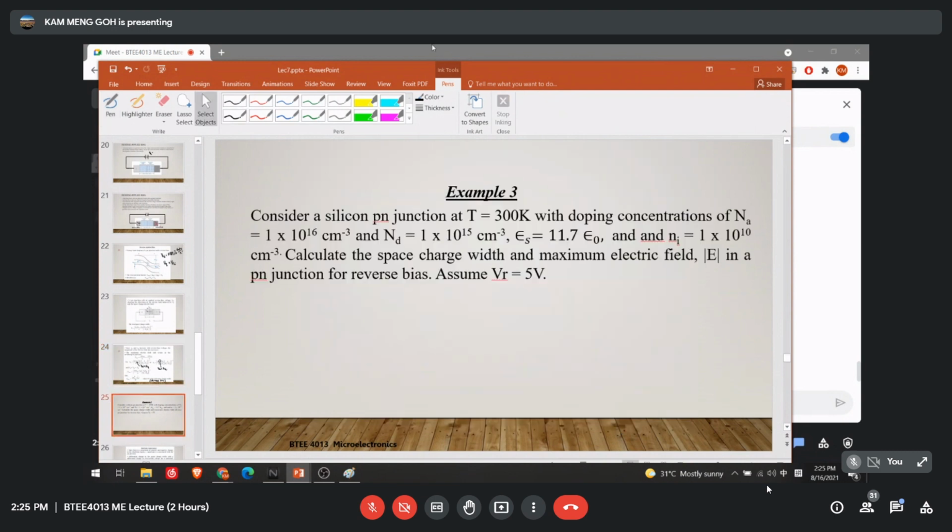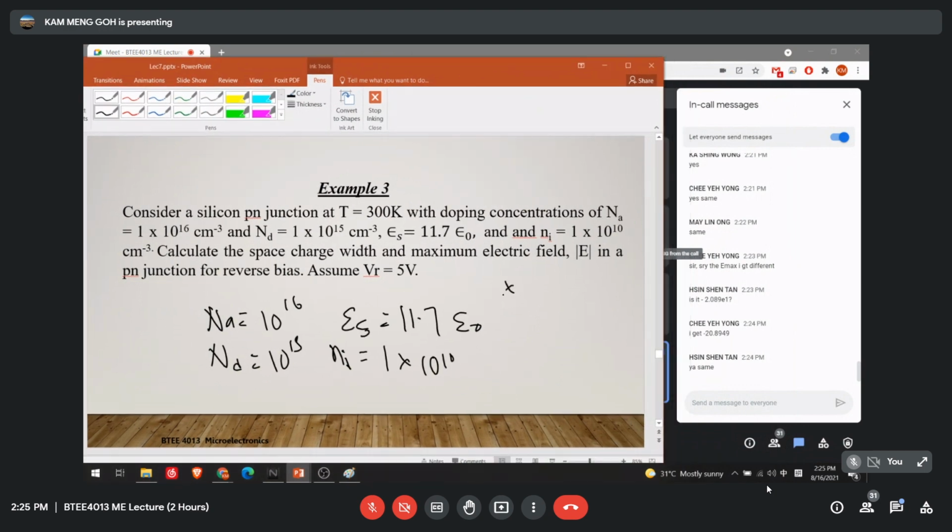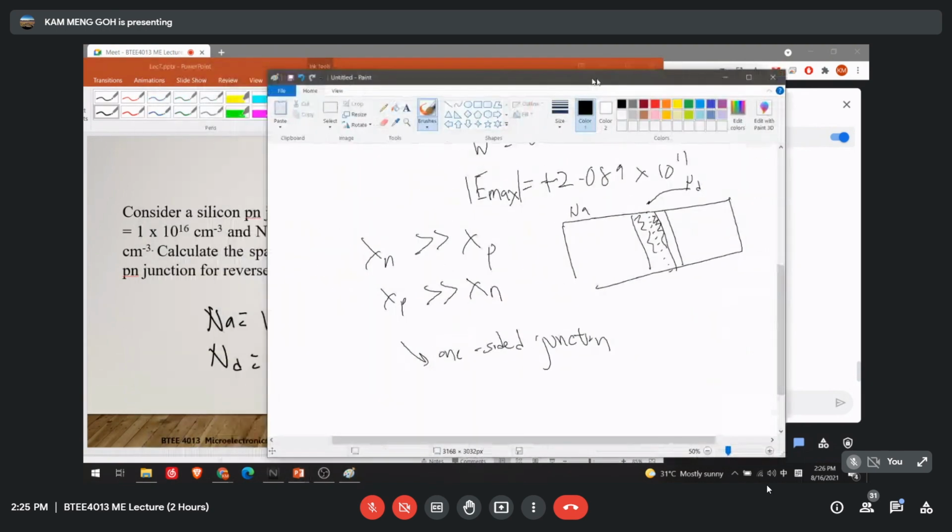So for example, let's see this. Consider a silicon PN junction with a doping concentration of NA 10^16 and ND 10^15. And then your epsilon S will be equal to 11.7 epsilon O. And ni is still the same. We use 1.5 times 10 to the power 10. So assume the VR is given there. So let's see. We calculate the SN and SP. For SN and SP, we can use back the same formula, just that we need to add another VR inside there only.